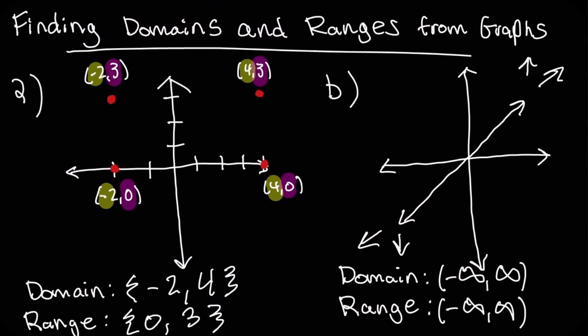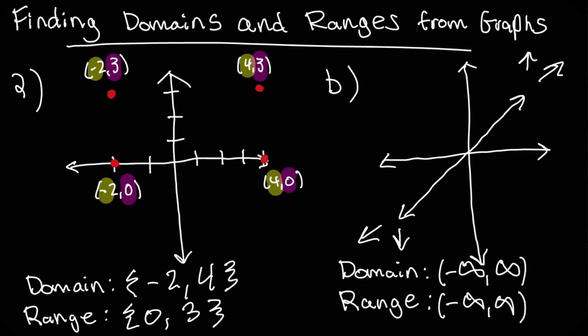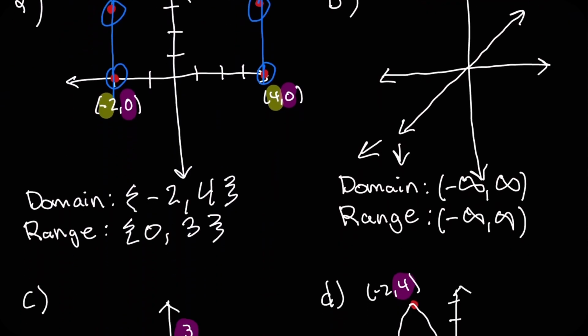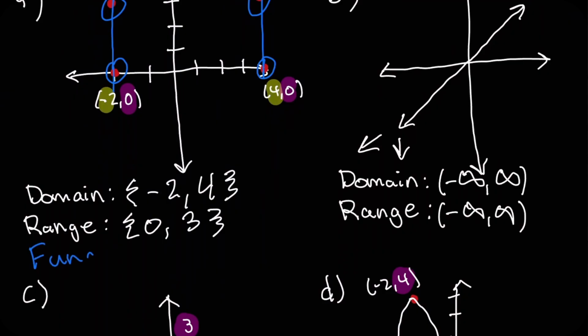So using that vertical line test, let's take a look at these. Notice how if I were to draw a vertical line, it's crossing these 2 points, and then same thing over here. So let's go ahead and write, is this a function? The answer is no, because it crosses in 2 points.